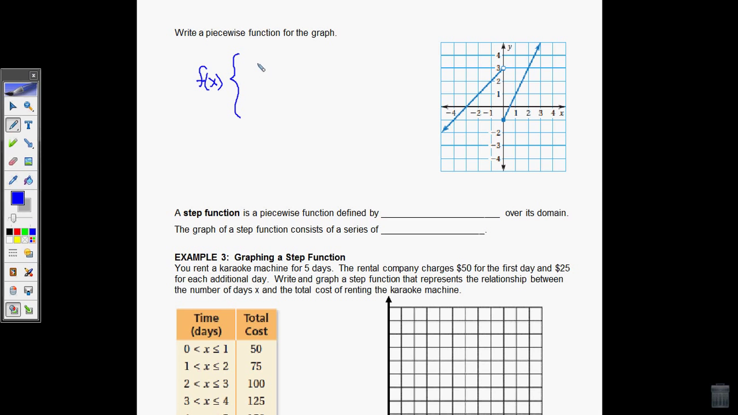So now I need to figure out what my two different functions are. What is this function right here? And what is this function over here? Okay, so let's look at this one.